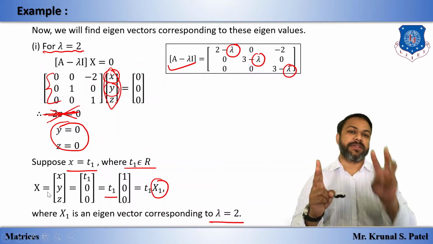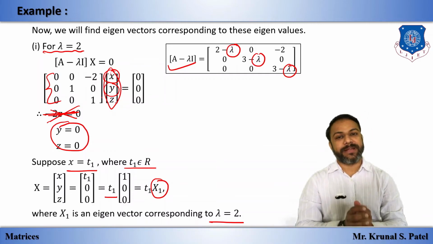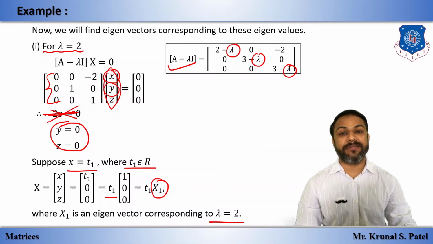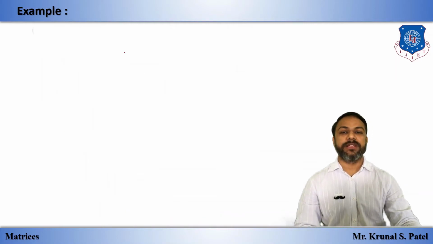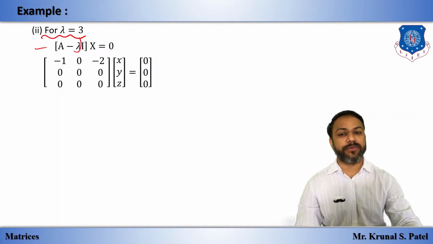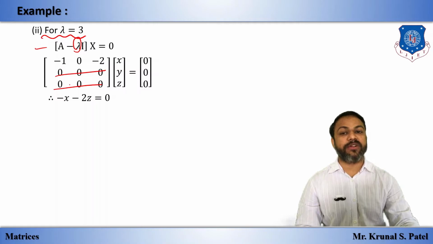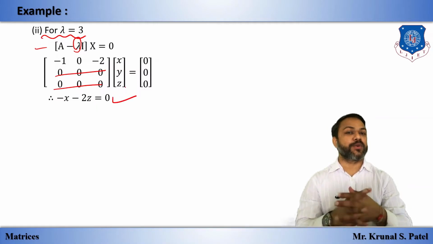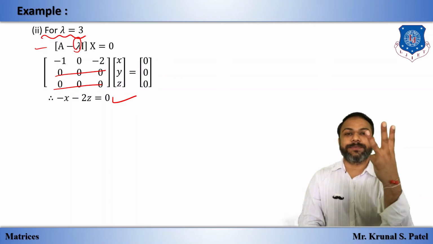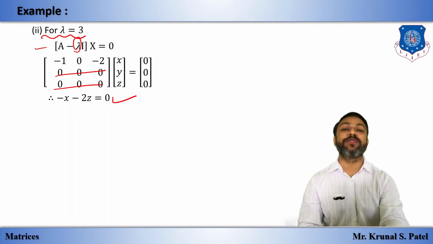So we have two equations and 3 variables, 3 minus 2 is 1, so we have to suppose one variable, that is one parameter. Okay. Now we will find the eigenvector for lambda is equal to 3. So for lambda is equal to 3, (A minus lambda I) X is equal to 0. First write down the value of lambda and put it in. So we have this matrix, and here these two rows are 0, so we have only one equation. Now, as I told, 3 variables, 1 equation, 3 minus 1 is 2.